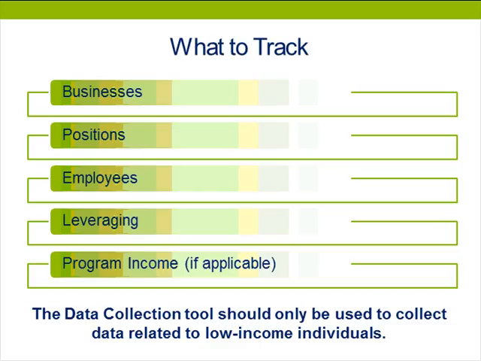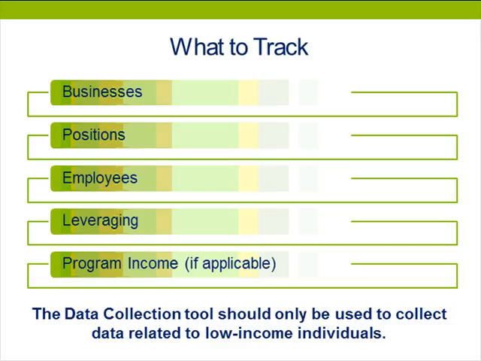So there are 5 components of your program that you'll be tracking in the PPR. They are the businesses that you're creating or expanding, the positions created, the employees in these positions, funds leveraged, and program income.